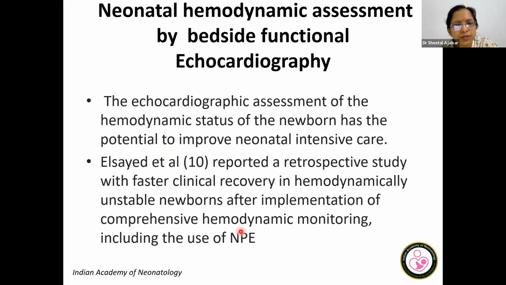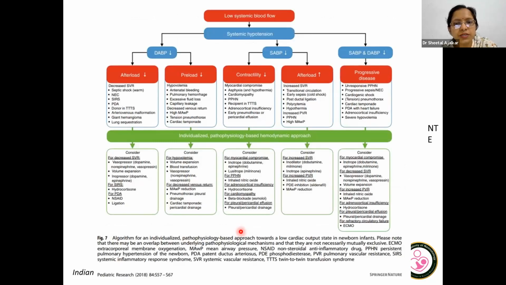So if we go not by the BP but by the flow states, how do we manage the hypotension? So low systemic blood flow, then systemic hypotension. Is the diastolic BP low, is the systolic BP low, or are both low? If the diastolic BP is low, it can be because of decreased afterload or decreased preload.